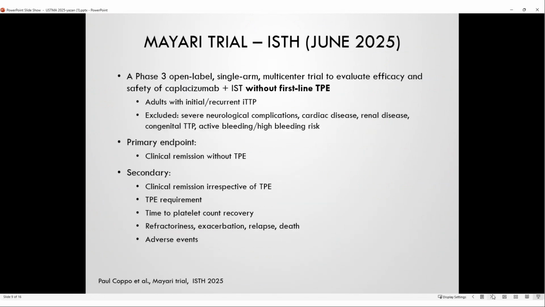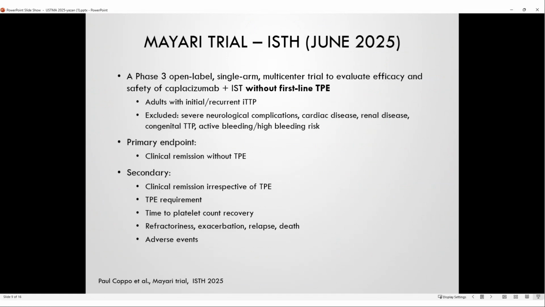And so I'm excited to share that the Mayari trial, which has been going on for a few years now, we have the first results that were reported at ISTH just a week ago, fresh from the oven. And this was a phase 3 open label single arm trial that evaluated the efficacy and safety of caplacizumab and immunosuppression, but without any plasma exchange. So this is a very brand new way to approach this disease. This is a kind of practice shifting type of study. And it's great to finally have results to evaluate how safe and effective of an approach it is.